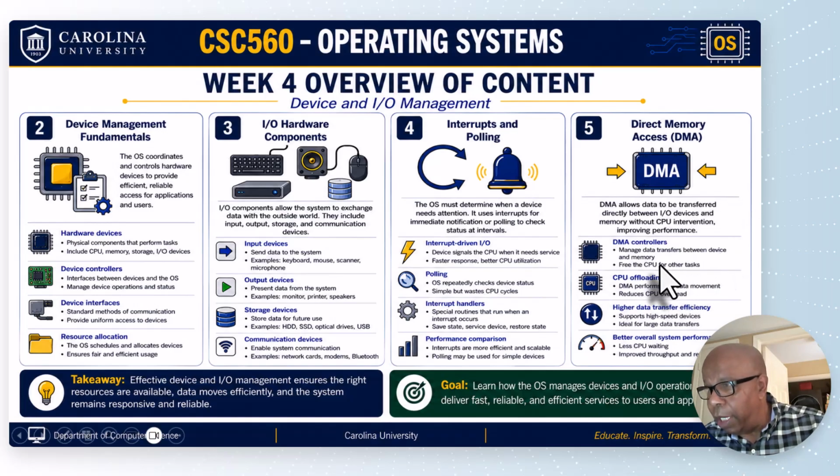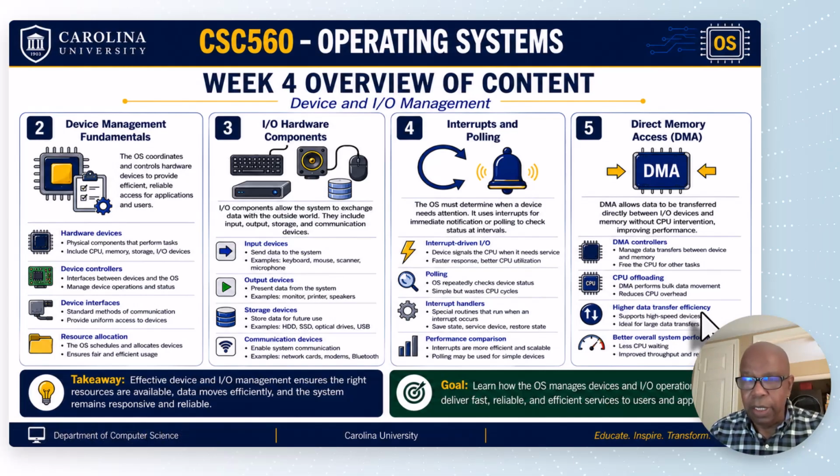So here we have DMA controllers, which manage data transfers between devices and memory. CPU offloading: DMA performs bulk data movement, reduces CPU overhead, and gives higher data transfer efficiency. Obviously, since I'm doing this without having to bother the CPU, it's more efficient and gives better overall system performance.